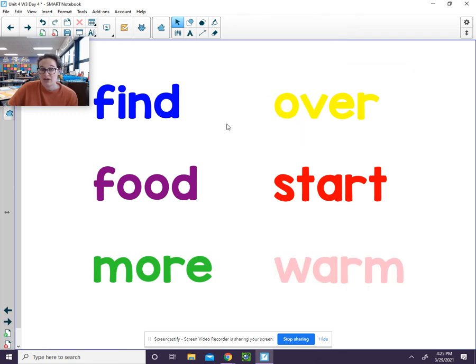Alrighty, I'm going to go ahead and say a color, and you need to tell me what word it is. What word is the red word? Start. Let's play it as I spy. I spy a blue word. Find. I spy a green word. More. I spy a pink word. Warm. I spy a yellow word. Over. I spy a red word. Start. I spy a purple word. Food.